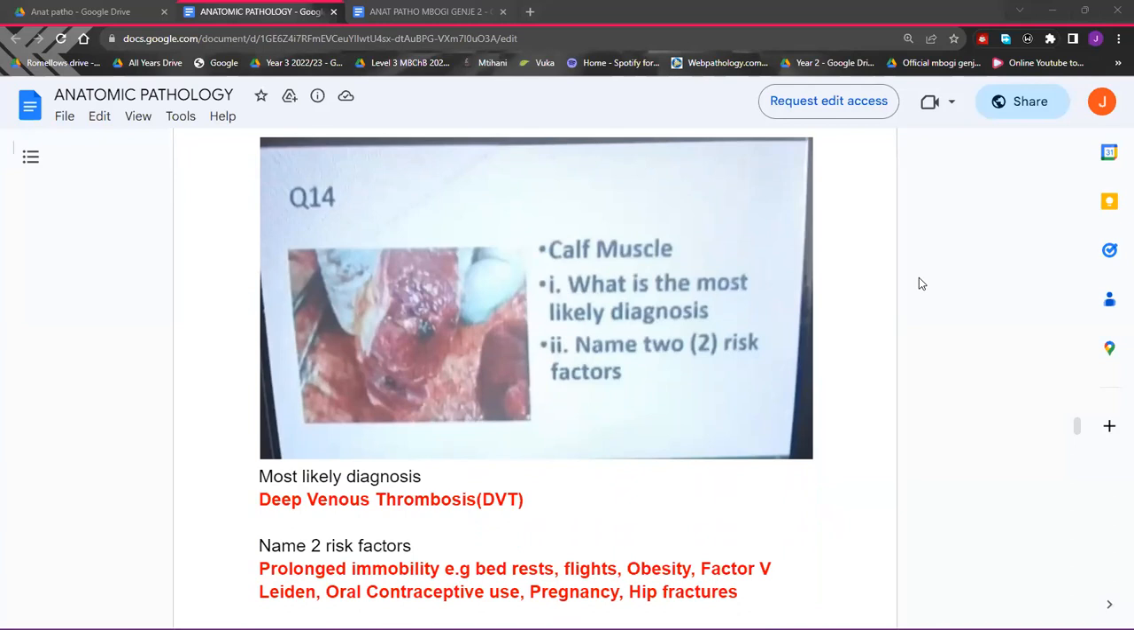So for this, maybe you can look at the Virchow's triad. For the Virchow's triad, you usually have 3 points. You have stasis, hypercoagulability, and endothelial damage, right? For stasis, you have things like when you're post-op, when you're forced to be in bed for a long time, or when you've gone for long drives and flights. So there's a lot of blood stasis, and this can lead to DVT forming.